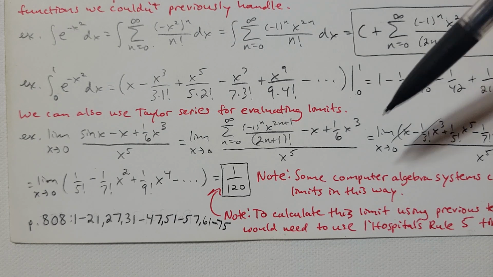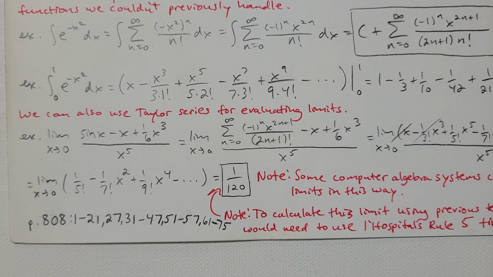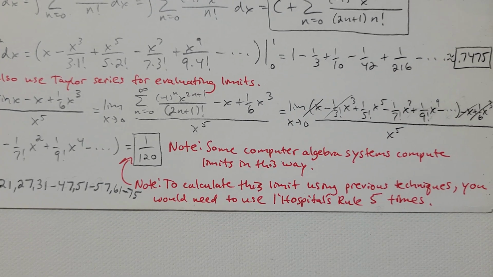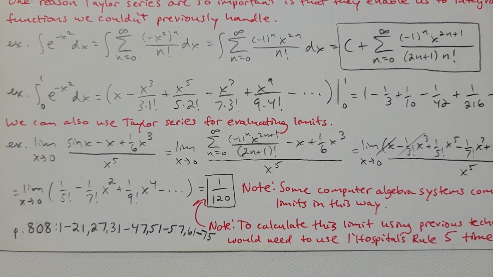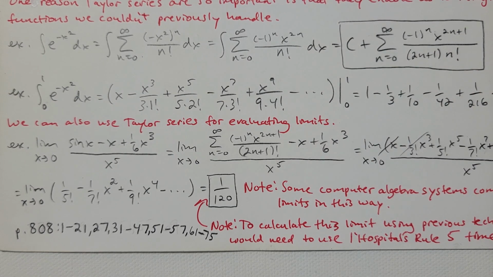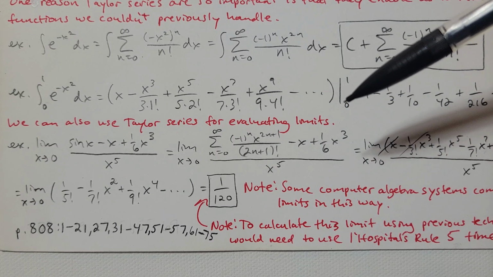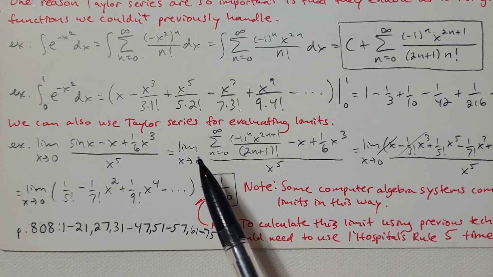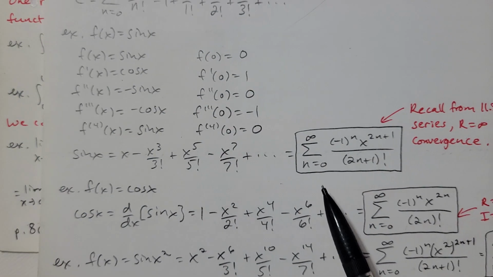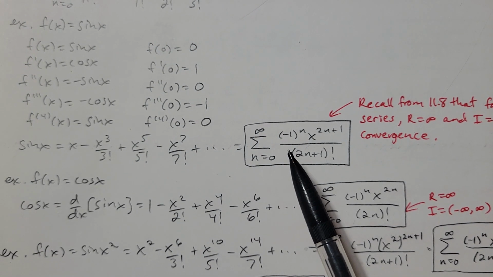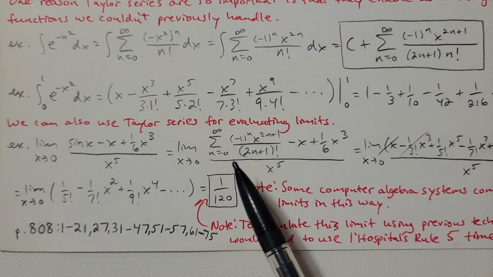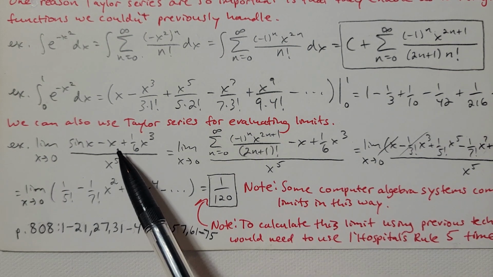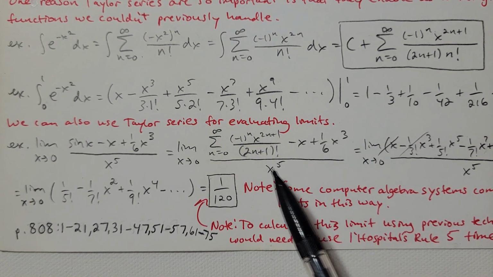Now, if I were to use L'Hopital's rule, which would be an option for this, I would need to use L'Hopital's rule 5 times to get the answer. Okay? So another option, rather than using L'Hopital's rule 5 times, would be to use a power series. We have the limit as x approaches 0 of sine x, which is this guy right here: the summation as n equals 0 to infinity of negative 1 to the n times x to the 2n plus 1 divided by 2n plus 1 factorial. Okay, and then minus x plus 1/6 x cubed, divided by x to the 5th.